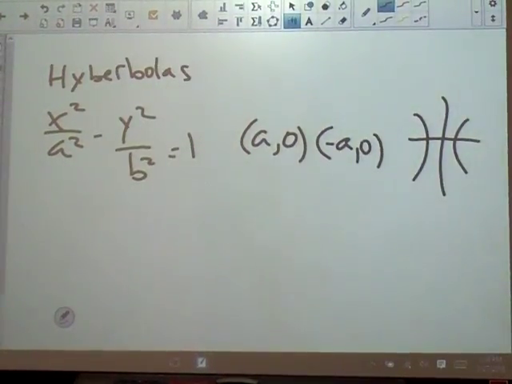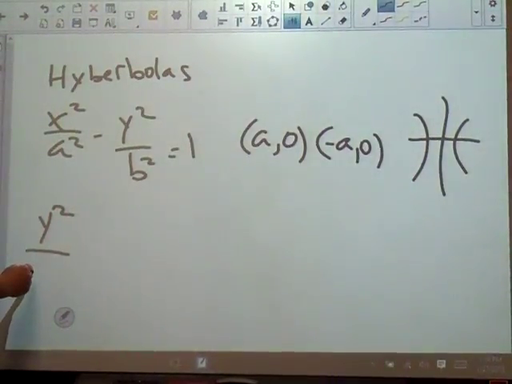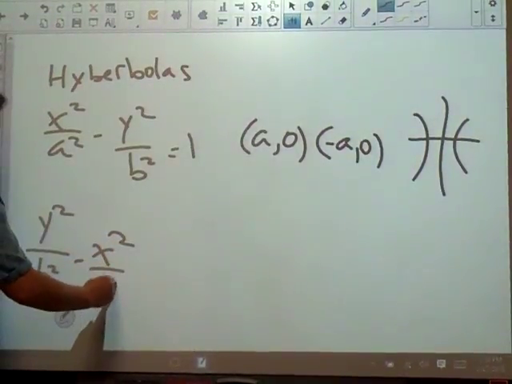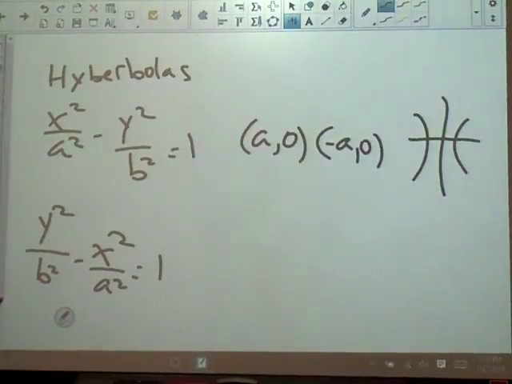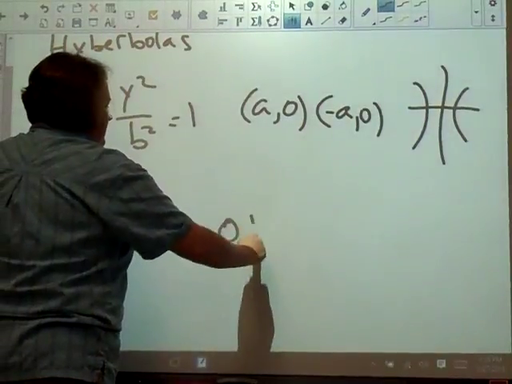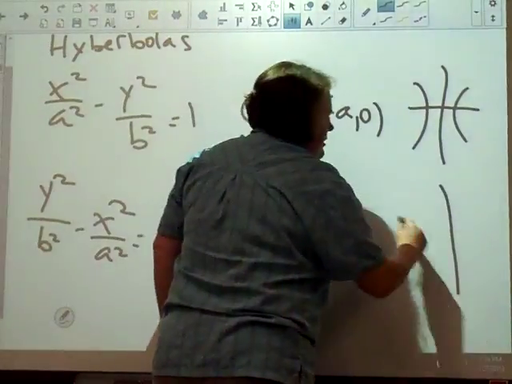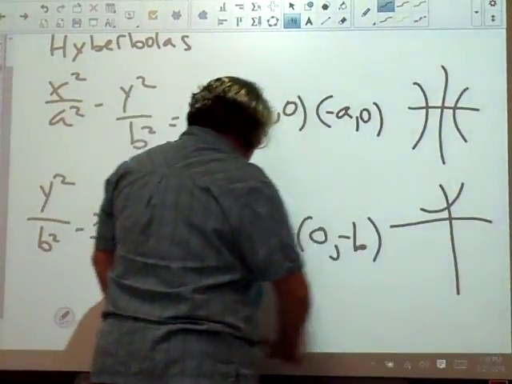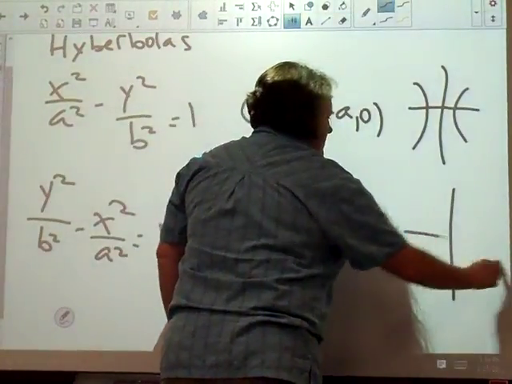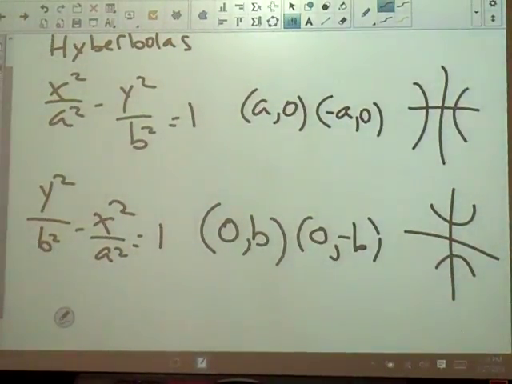My other form is going to be with the y first. So y squared over b squared minus x squared over a squared is equal to 1. If this is the case, and our y's first, we're going to have y-intercepts at (0, b) and (0, negative b), which means our hyperbola will look, oh, that was bad. Worst looking curve I've ever seen. Will look something like that. Okay? So those are the two types we're going to be looking at.